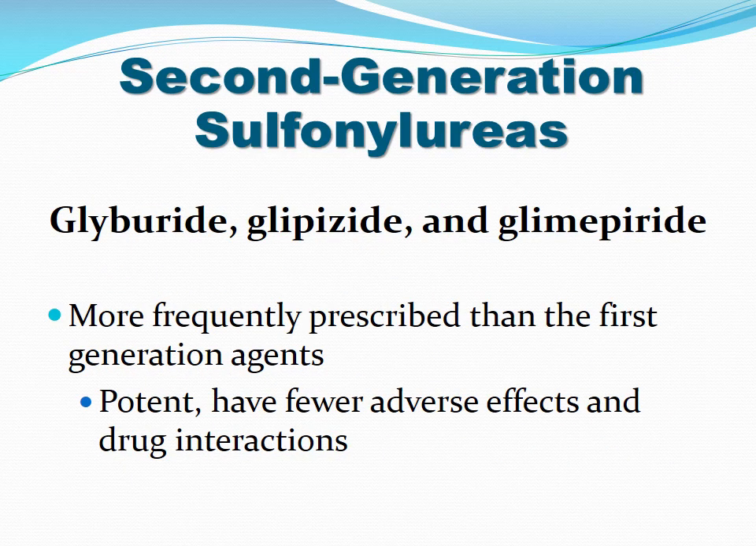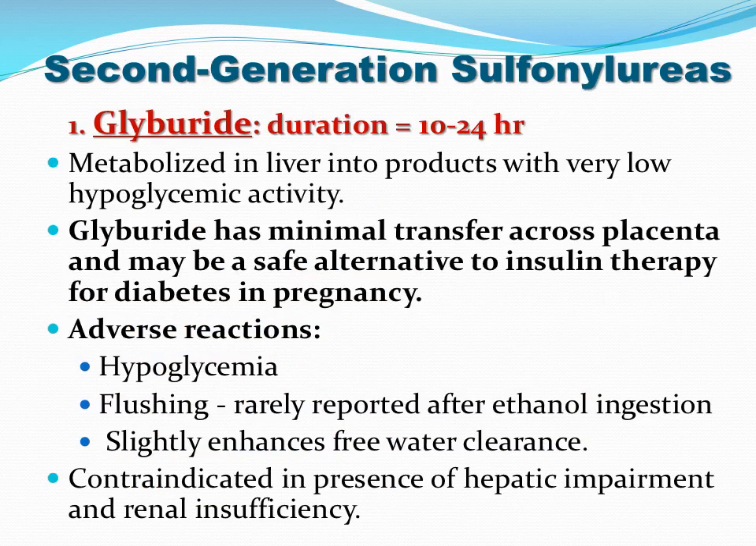Second generation sulfonylureas include glibenclamide, glipizide, and glimepiride. They are more frequently used than the first generation because they are more potent, use smaller doses, and have fewer side effects and drug-drug interactions.